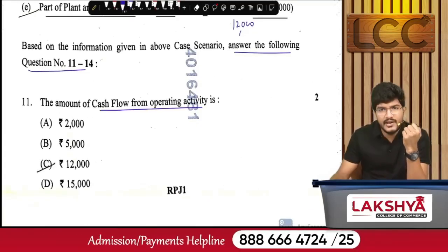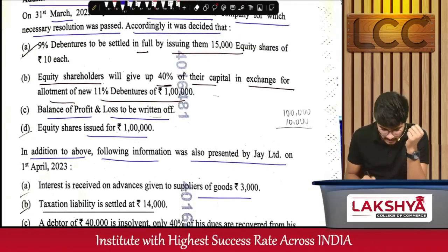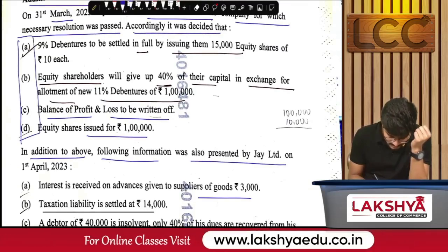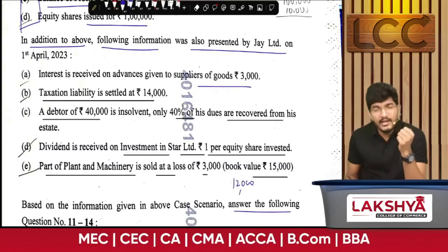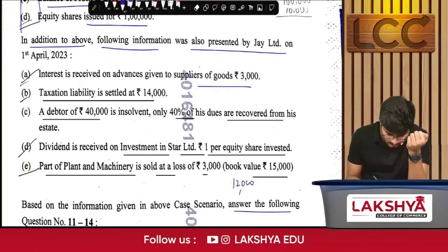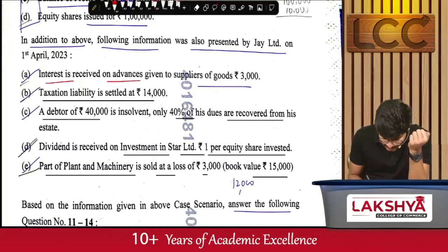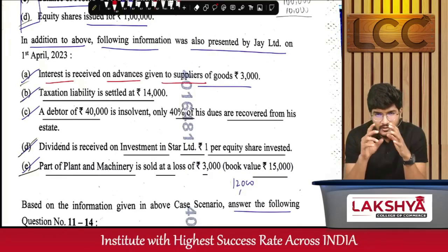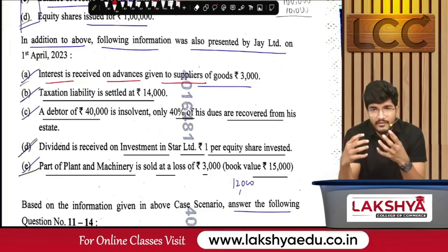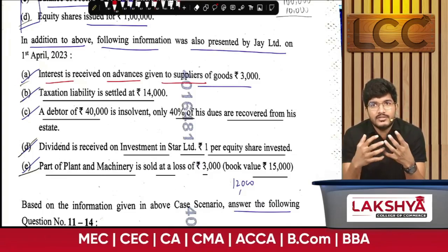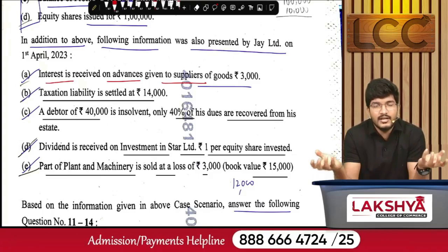Amount of cash flow from operating activity. So here it is about calculation of cash flow from operating activity. So all these 4 points cover internal reconstruction. Now in order to calculate cash flow from operating activity, we have to focus on these 5 points. First one, interest is received on advance given to supplier. Now, most students make a mistake about interest received. Whenever interest is received, they think interest received is income from the investment. They feel interest received is an investing activity.